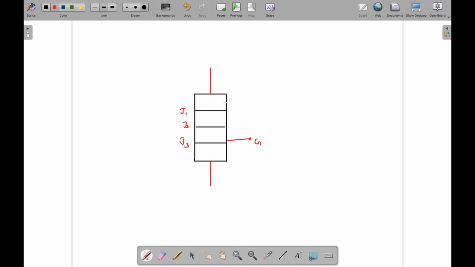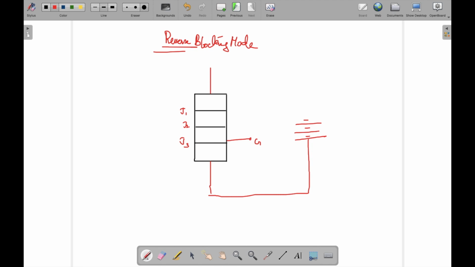Now in reverse blocking mode, naturally we'll have to reverse the source. So we have negative here, positive here. Then positive, I'll be connecting it to the cathode, just the reverse of what we have done previously. And here we'll be connecting the anode.